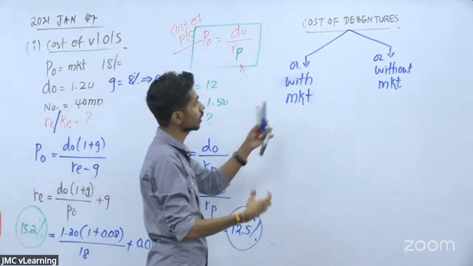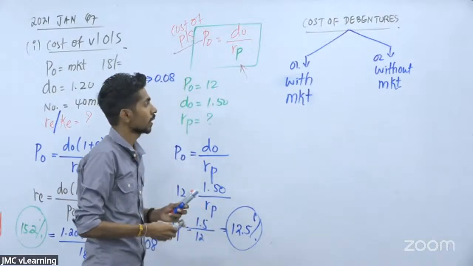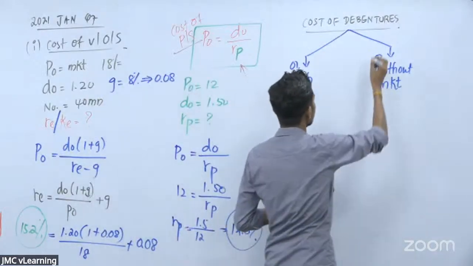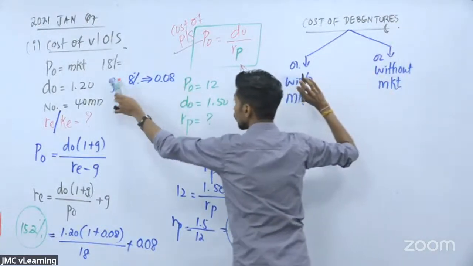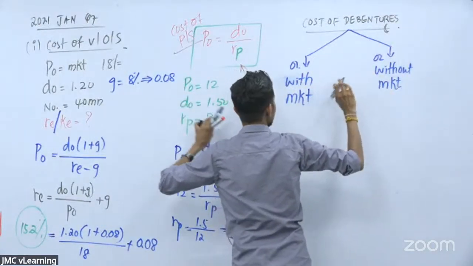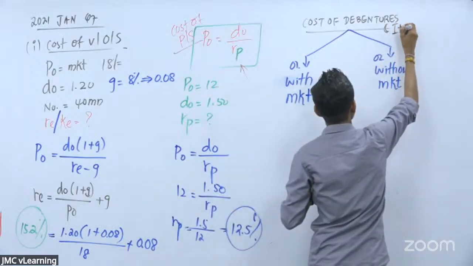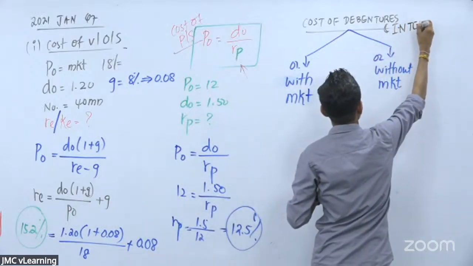How can we calculate the cost of debentures? Generally, debenture holders are expected to collect, those holders expect dividend. Here, they are expected to interest.